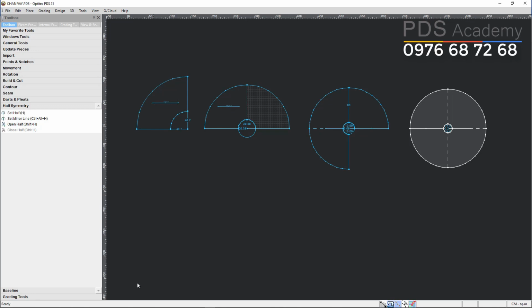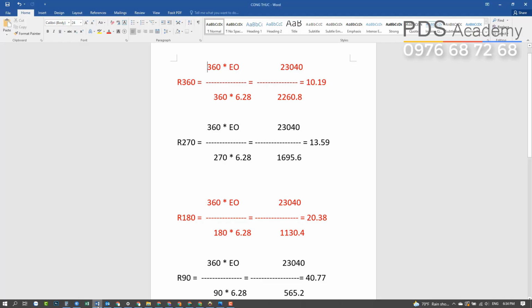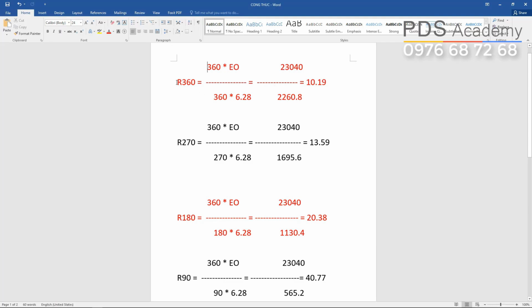This formula is extremely important for your work, so you should get your pen and paper ready to write it down right now. I will also explain a bit more about how this formula works. R360 means a 360-degree skirt, R270 means a 270-degree skirt, R180 is a 180-degree skirt, and R90 is a 90-degree skirt. Later on, if you want to make an R150, you just use this formula and simply substitute the specific degree value into the equation. Or if you want a 190-degree skirt, you just change the number accordingly to get the perfect result.